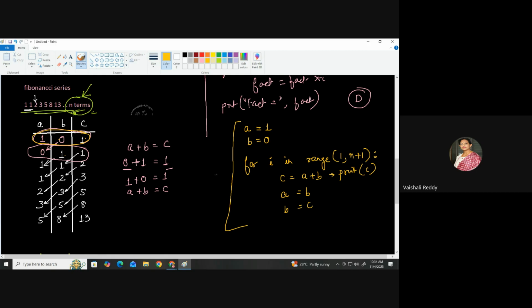So if you want me to repeat, please type R for repeat. If you have understood, please type U for understood in the chat box.